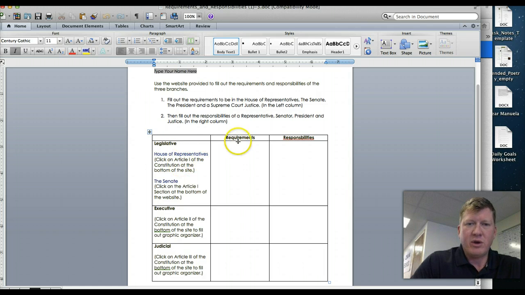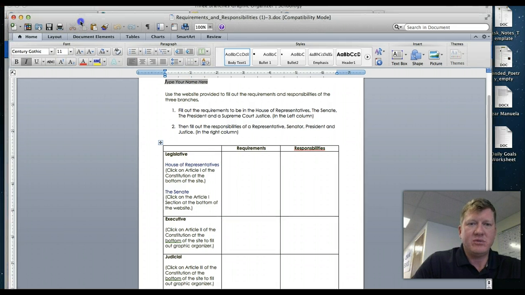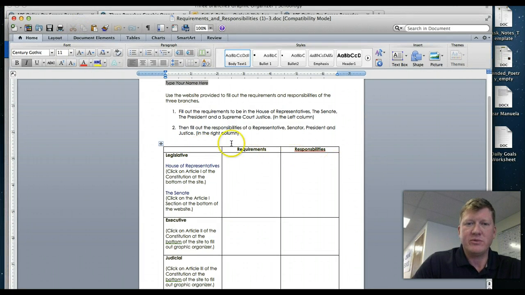When you're looking up the requirements, what they mean is what age you need to be. Do you have to be a citizen? Do you have to be born in this country? Those types of things, for all three of the branches. And then the responsibilities are what they actually do, what they're responsible for in these three different branches. To answer these, we'll look at the legislative branch's requirements and responsibilities.